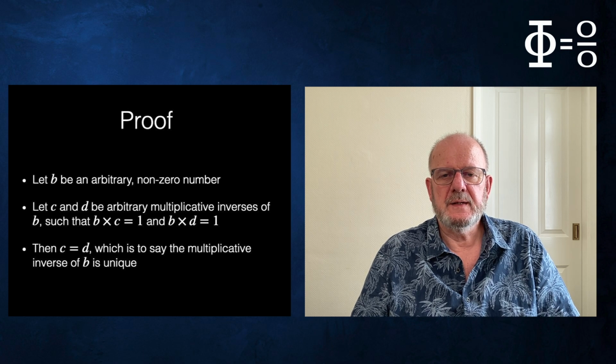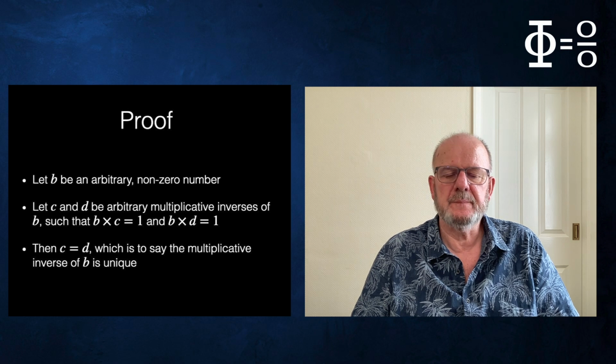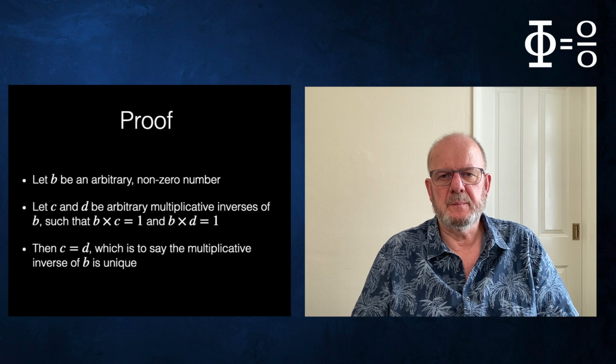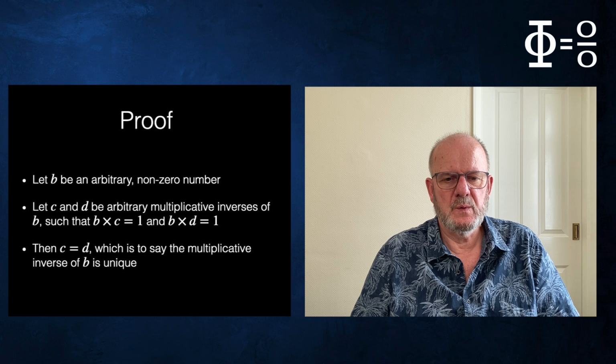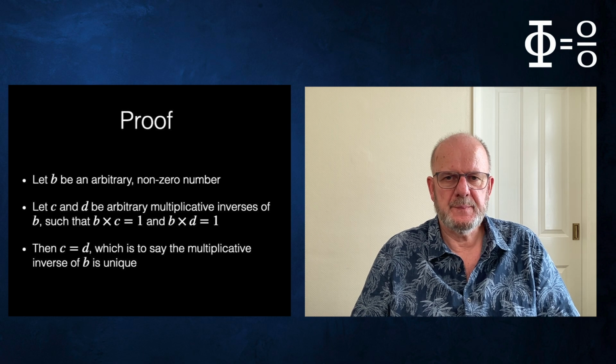What that means is we're supposing that there could be lots of multiplicative inverses, C, D, E, F, G, whatever, and we're about to prove that they're all the same. In other words, that the multiplicative inverse is unique. Give me a number like 2, and I'll give you back the only multiplicative inverse, 1 over 2, 1/2. Now the proof gives the big picture.